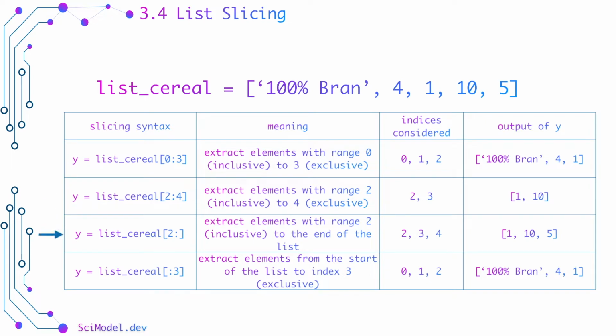In the third case, the end index is not written, so the extraction of elements will start from the start index to the end of the list. Therefore, indices 2, 3, and 4 will be considered. In the last case, the start index is not written, so the element extraction will start from the start of the list to the index before the end index, since it is exclusive. Therefore, only indices 0, 1, and 2 will be considered. You can pause this video to study this table in more detail.